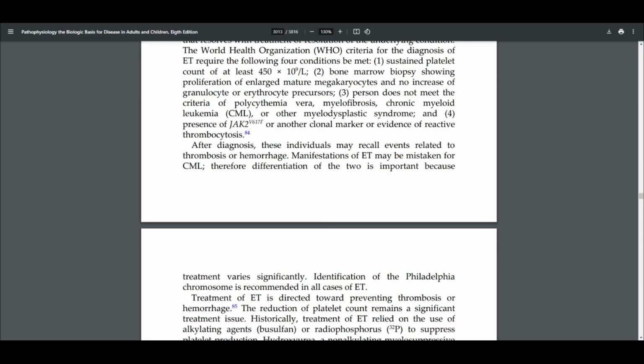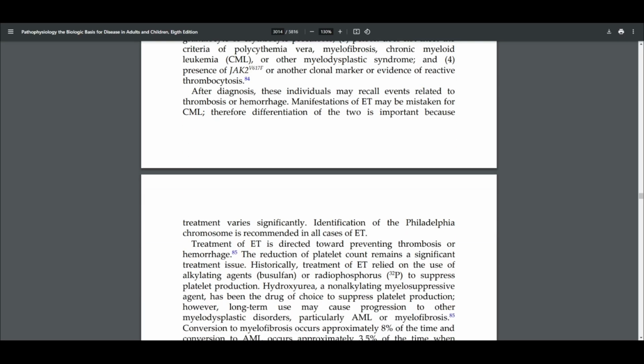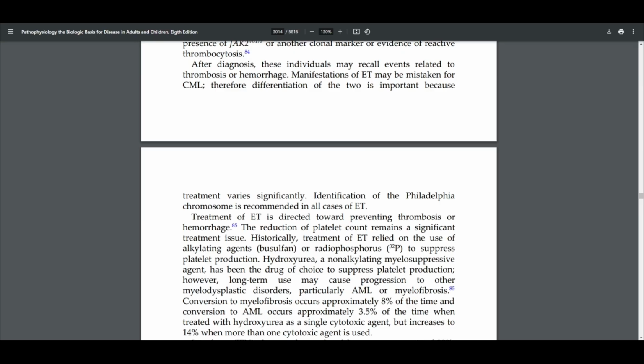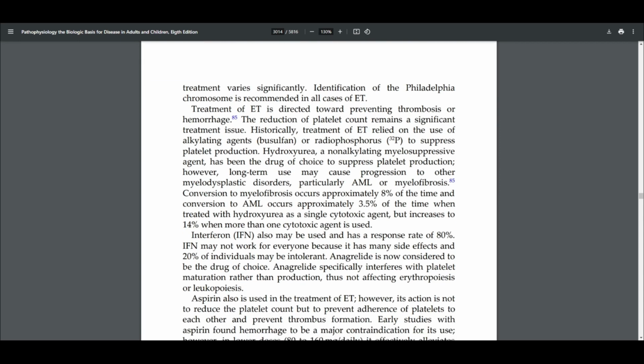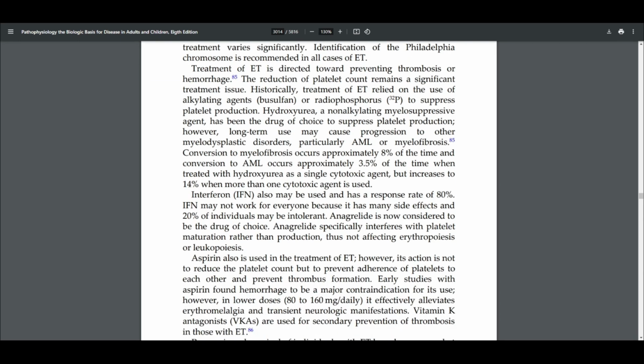After diagnosis, these individuals may recall events related to thrombosis or hemorrhage. Manifestations of ET may be mistaken for CML. Therefore, differentiation of the two is important because treatment varies significantly. Identification of the Philadelphia chromosome is recommended in all cases of ET. Treatment of ET is directed toward preventing thrombosis or hemorrhage. The reduction of platelet count remains a significant treatment issue.